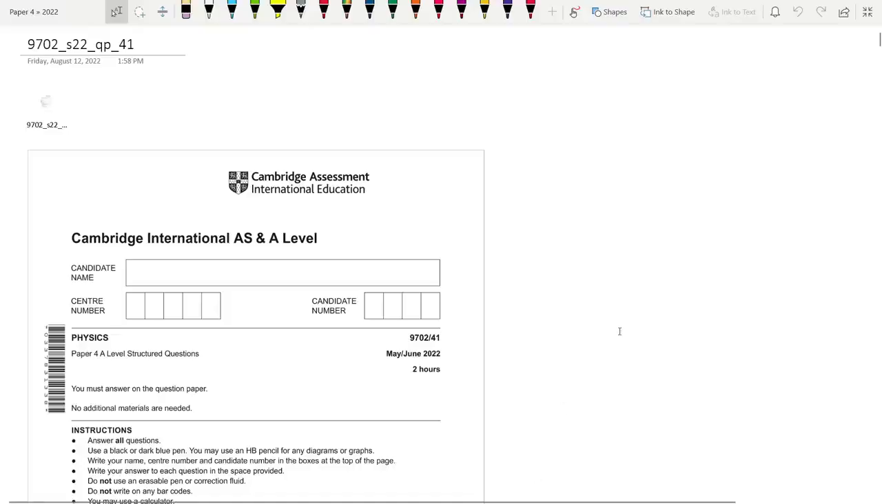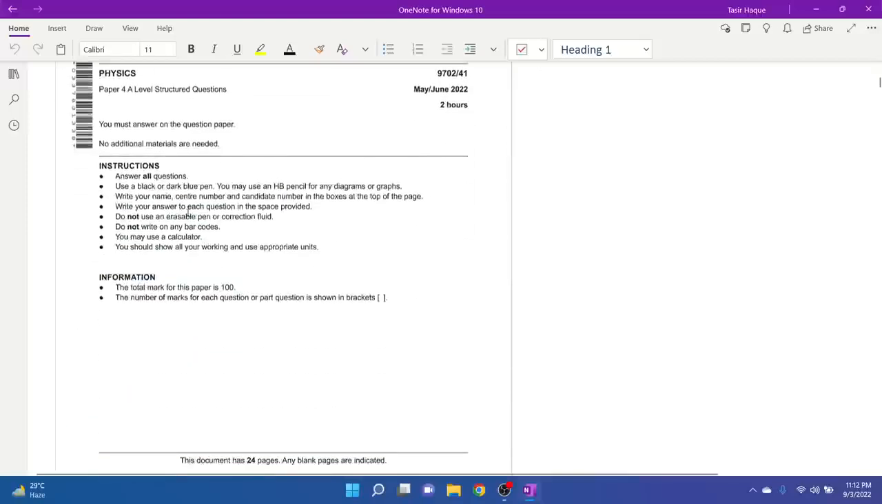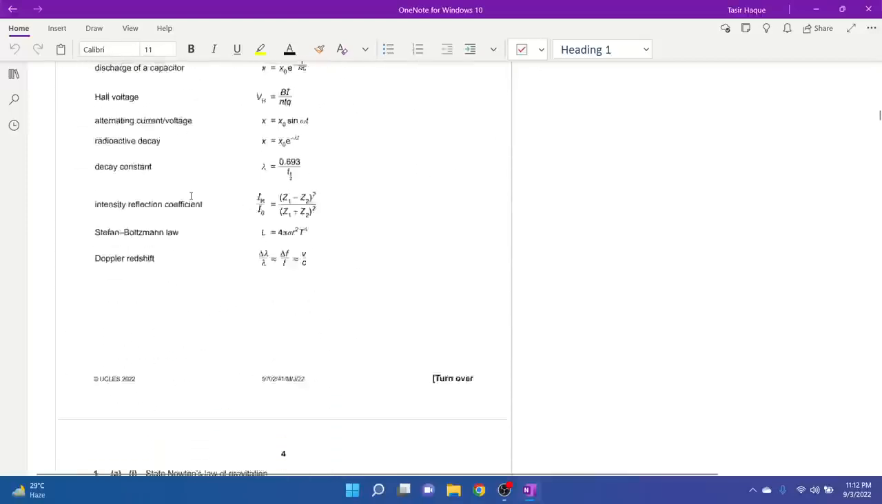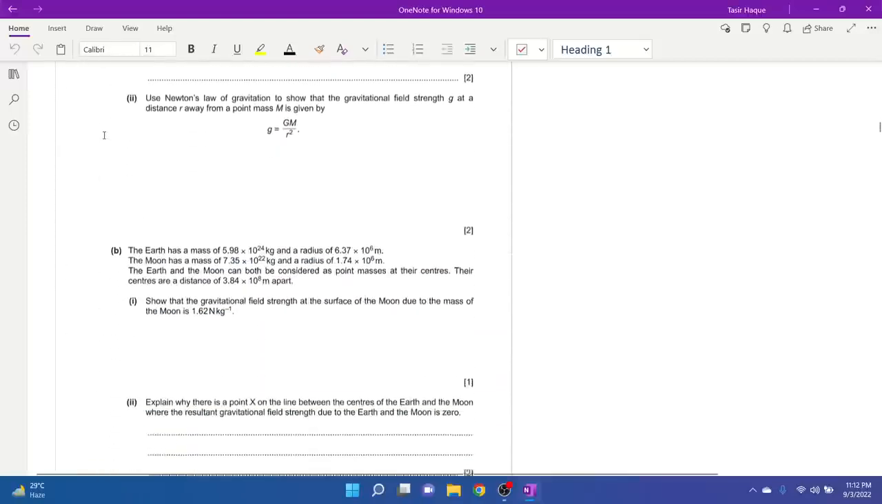Hello, we're doing this physics paper for today. This is May June 2022, variant 4.1 or variant 4.3 as well. They're the same paper as you can see.